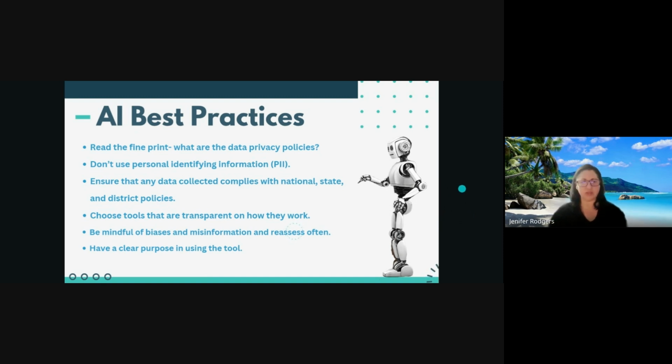And then making sure that the tool that you are using has a clear purpose and that it's transparent in how it works. So what is the purpose of this? And do I really understand what it's trying to do? Or does it seem a little like, how does it take information and what? Like, oh, that's a little weird. So just being very critical of these programs.